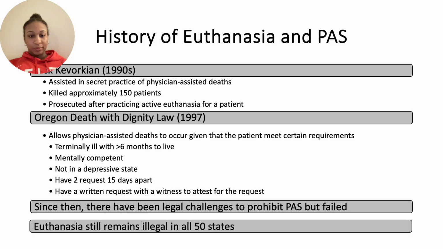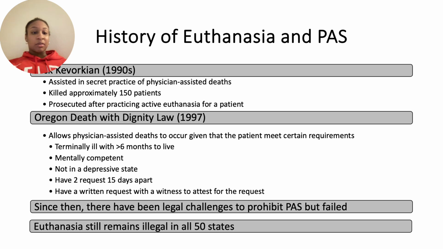So, as we look at the history of euthanasia and physician-assisted suicide, the first ever recorded instance was with Jack Kevorkian in the 1990s. He had assisted in a secret practice of physician-assisted death where it resulted in 150 patients dying. He lost his license but was not prosecuted until he proceeded with active euthanasia by request of a patient.